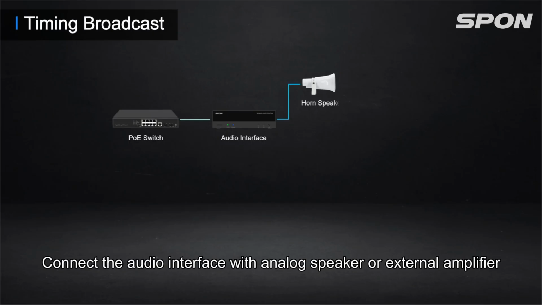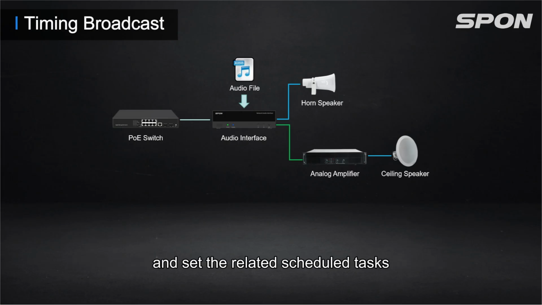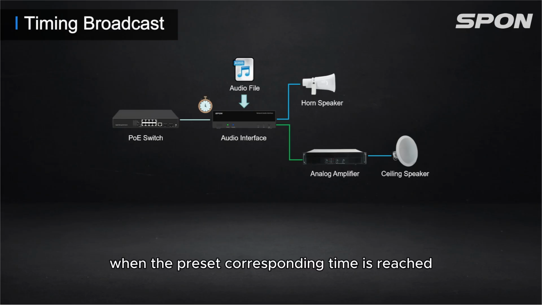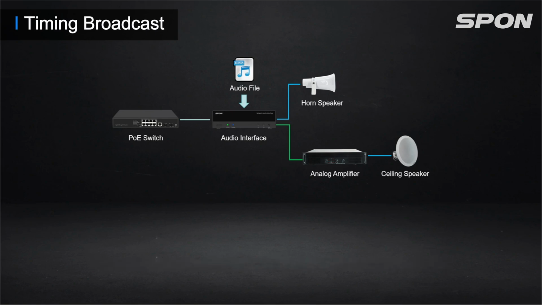Timing broadcast. Deploy PO switches in the local network. Connect the audio interface with analog speaker or external amplifier. Upload audio files to the media library of the audio interface and set the related scheduled tasks. When the preset corresponding time is reached, the uploaded audio files will be played automatically.